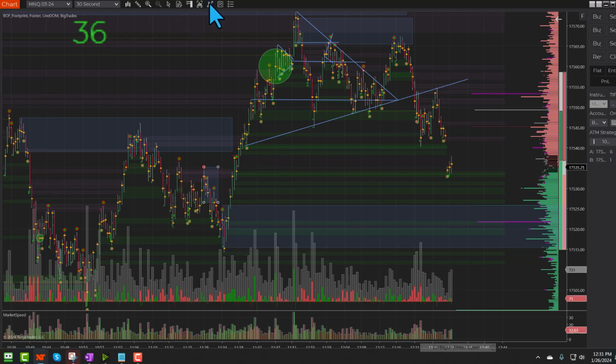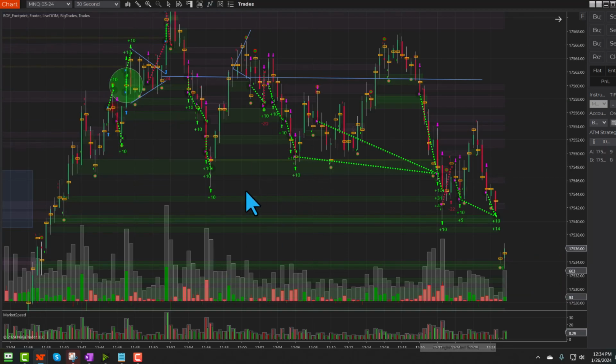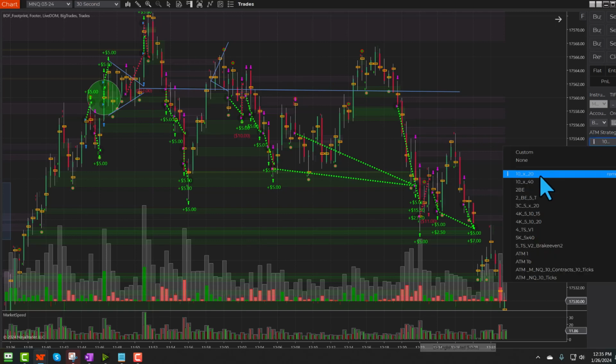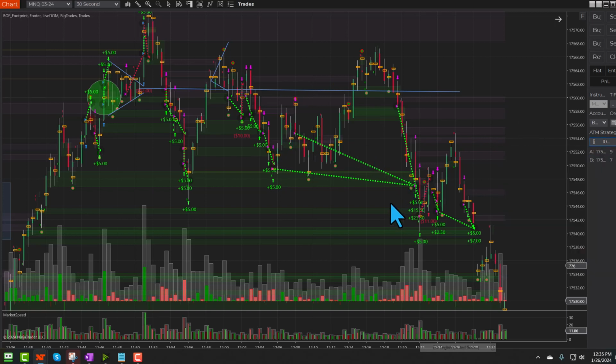So let me add my trades on the screen so you can see all my losses and profits. This is all my trades. You can take a screenshot, you can take a calculator, and you can calculate. Let's switch to the dollar sign. Boom. The point is that I was trading 10 ticks only per setup. That was my ATM strategy. 10 by 20: 20 is the stop and 10 is 10 ticks profit.